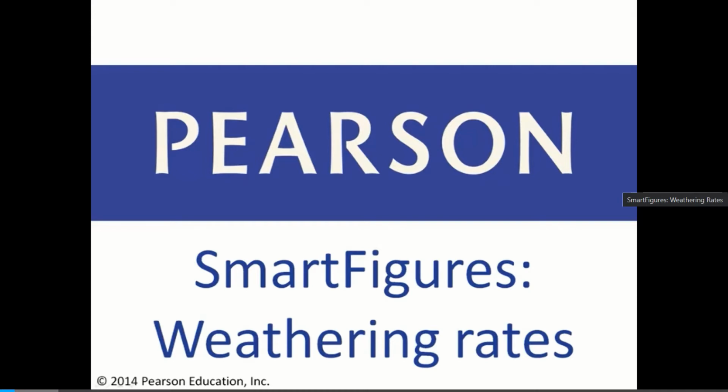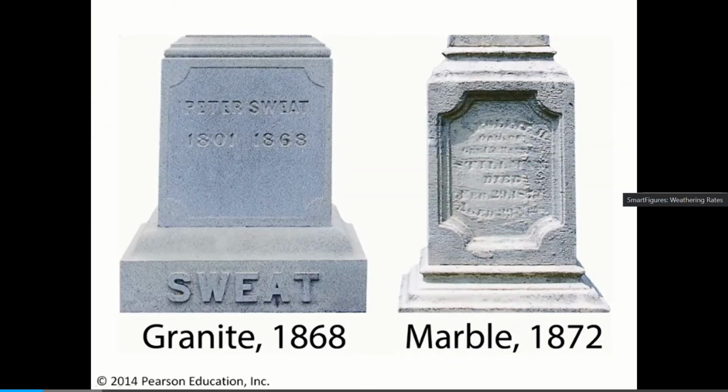After watching this video, you should be able to describe the different variables that influence the rate at which rocks will chemically weather. Let's begin our discussion with a look at two tombstones found in the same cemetery. The tombstone on the left was erected in 1868, the tombstone on the right, 1872. The one on the right is younger by a good 4 years.